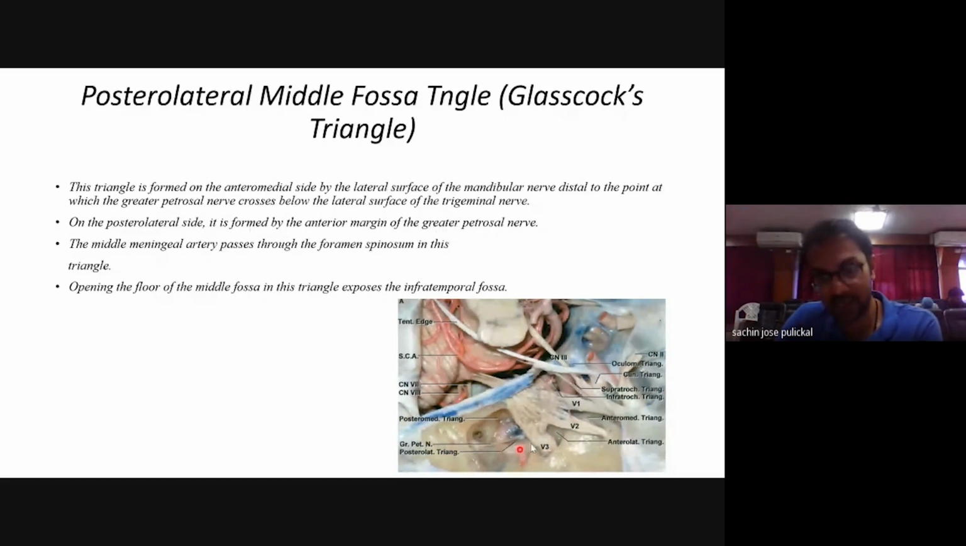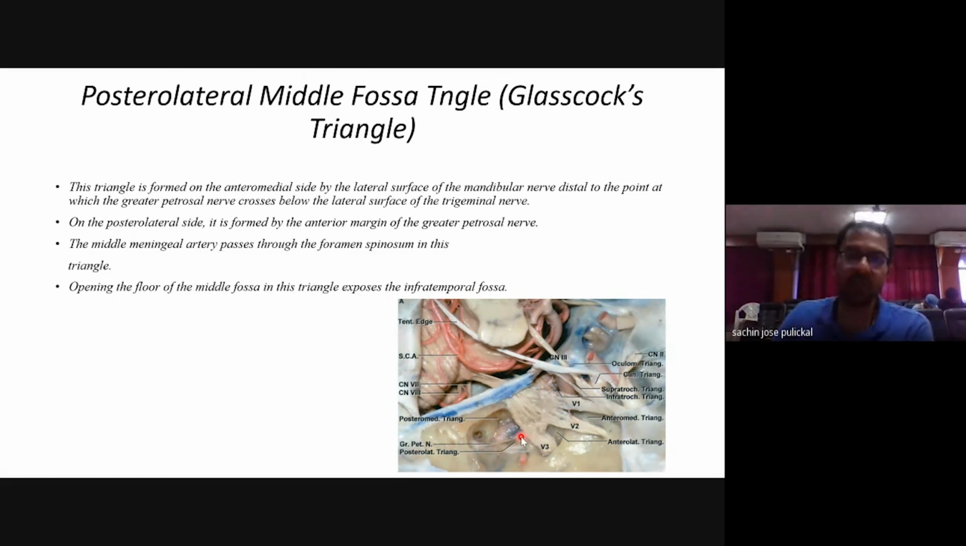So Glasgow's triangle is the area where the foramen spinosum is situated, or you can trace the middle meningeal artery from the dura into the foramen spinosum here. The root of the zygoma is the landmark for the foramen spinosum. In many skull base approaches, when you want to expose Glasgow's triangle, you initially trace the middle meningeal artery into the foramen spinosum. Laterally and anteriorly you will find V3, and posteriorly you will find the GSPN, and that is how you identify Glasgow's triangle. Once it is identified, the foramen spinosum is in the center.